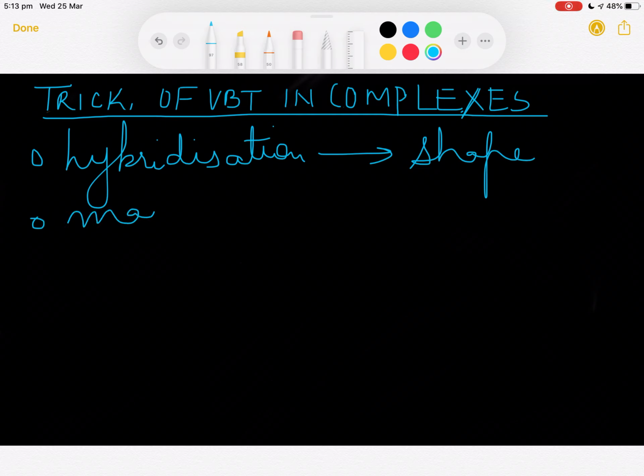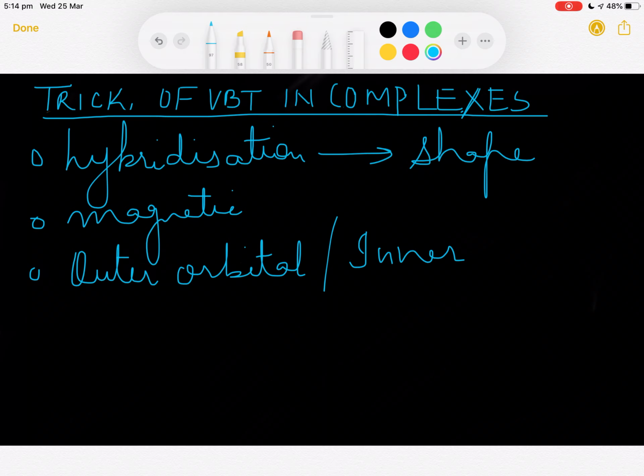Apart from that, valence bond theory also helps us to know whether the complex is an outer orbital complex or an inner orbital complex. So these are a few objectives of VBT for coordination complexes. But what is the main deciding factor, so influential that it is going to decide the hybridization, the magnetic behavior, or even the nature of the complex? It's only the ligands.